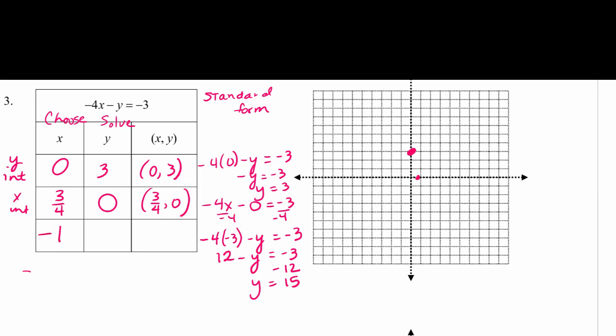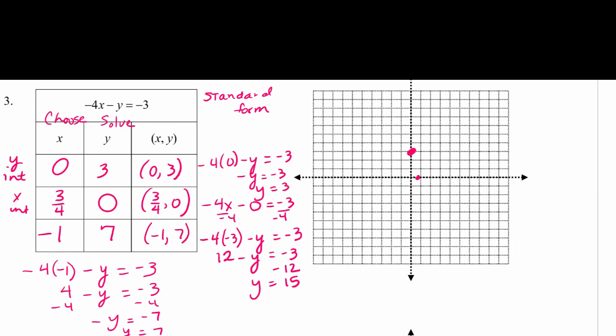Okay, so negative 4 times negative 1 minus y equals negative 3. So here I get 4 minus y equals negative 3. Subtracting 4 from both sides, I get negative y equals negative 7, or y equals 7. So that's better. We can graph that. So negative 1, 7. So negative 1 and up 7. 1, 2, 3, 4, 5, 6, 7. And it does line up even with that weird 3/4, right? So now let's just join our points in a straight line.